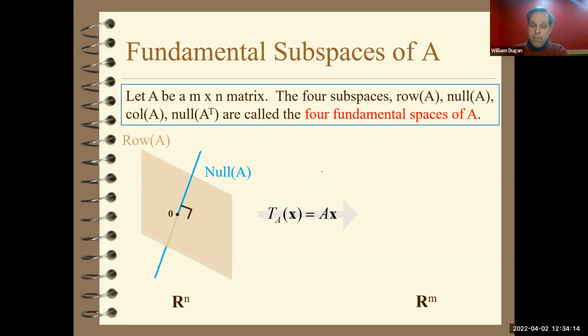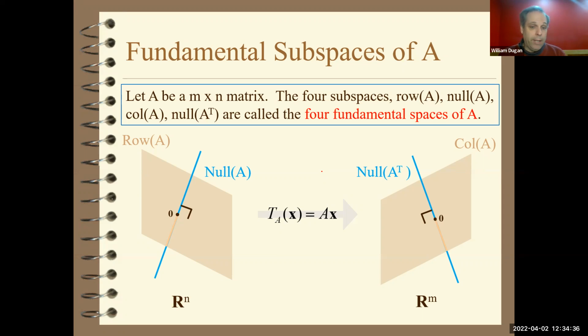But in Rm, you have the column space, think of it as a plane, and the null space of A transpose, think of it as its orthogonal complement. And that's where the mapping goes. It goes from here to there. There's a few things about this picture, the reason I drew it, that is highly suggestive.